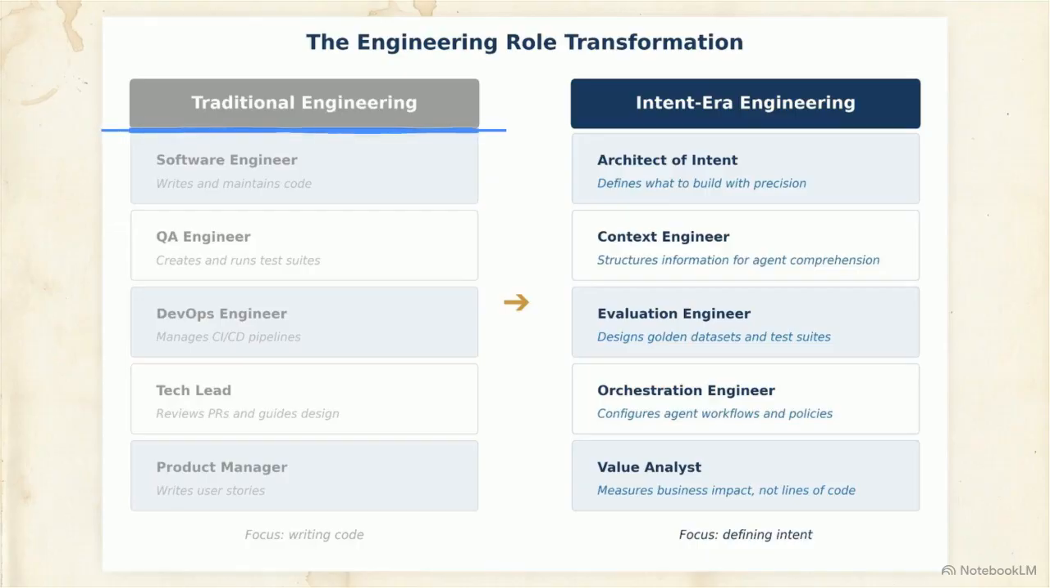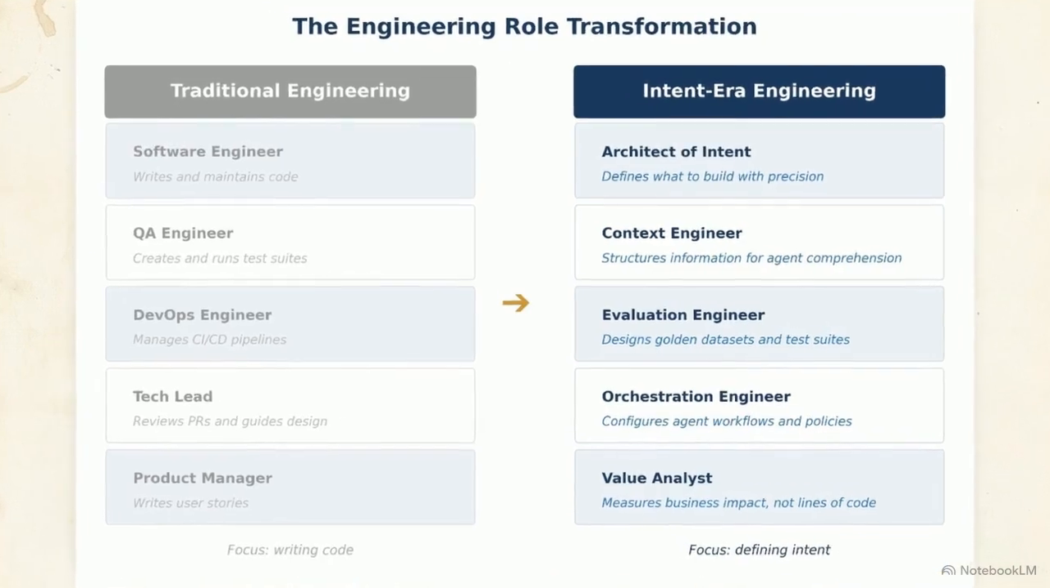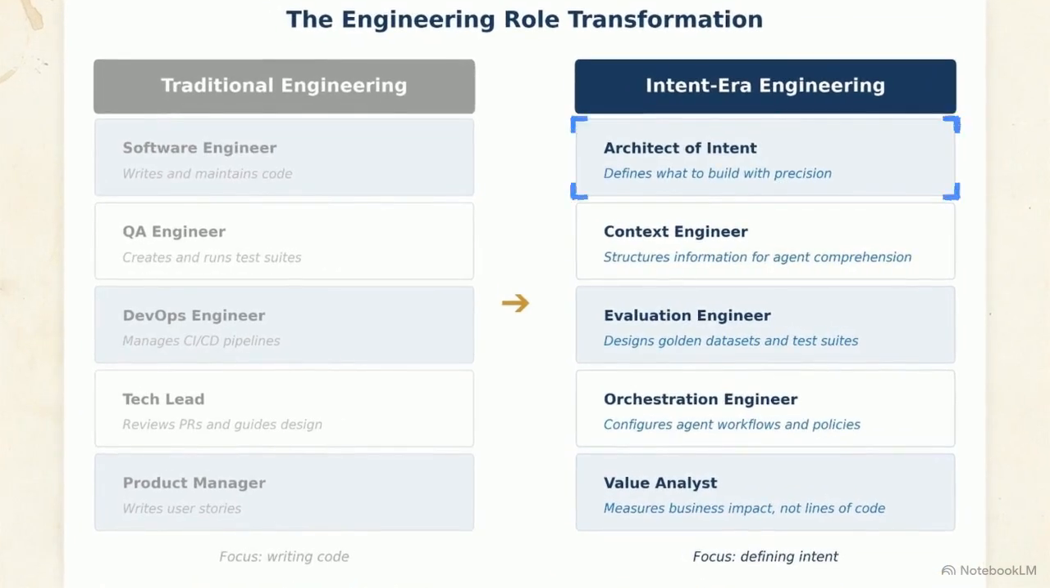The left side, writing syntax, is no longer the primary value driver. Code generation is handled by agents. The right side represents our future, defining what to build and verifying it. The practitioner is now the architect of intent.